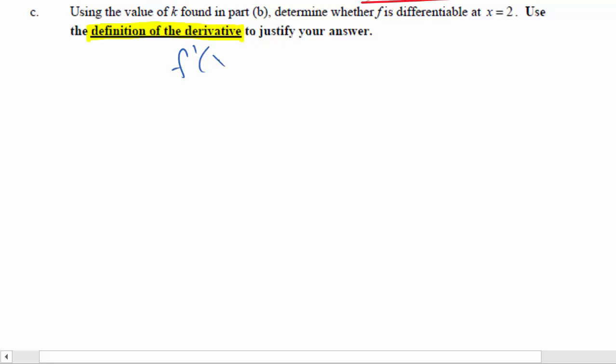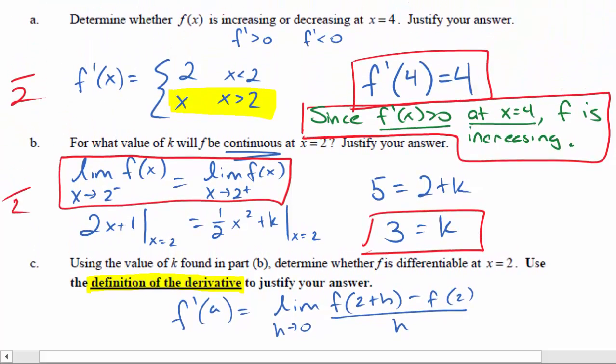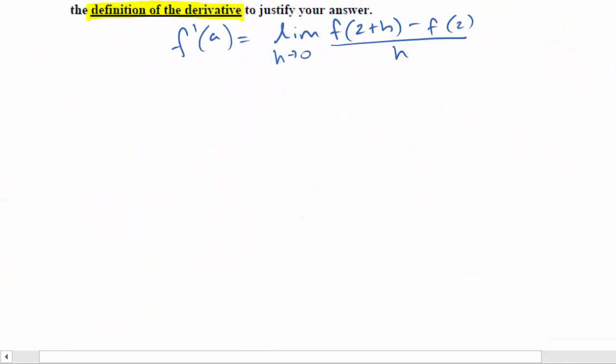which means f prime of a is equal to the limit of f of 2 plus h minus f of 2 all over h as h approaches 0. But because this is a piecewise function, we actually have two parts to this. We have the left-hand limit and the right-hand limit. So what we're going to do is start with the left-hand limit. So we're going to start with the 2x plus 1.